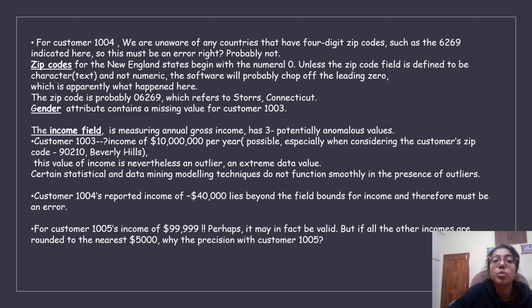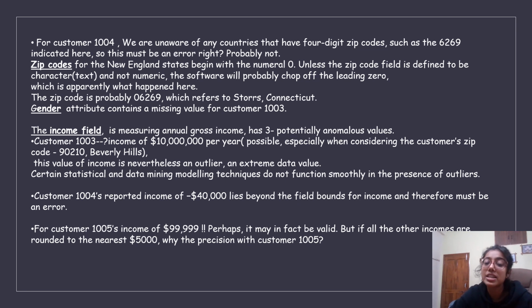So this must be an error, right? Probably not. Zip codes for New England states begin with numeral 0 unless the zip code field is defined to be character or text and not numeric. The software will probably chop off the leading 0, which is apparently what happened here. So the zip code would be 06269.